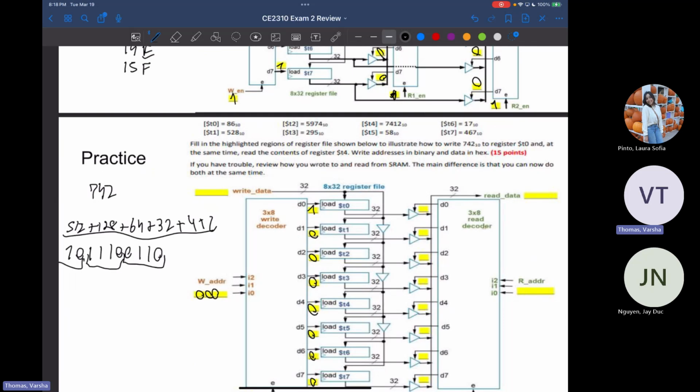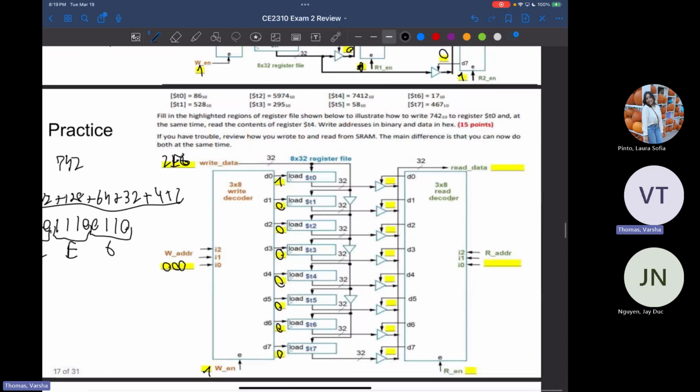We have 2 plus 4, 6. We have 2 plus 4 plus 8, that's just 14. That's going to be E, because 14 is E. And we have 2. So our write data will be 2E6. And now we look at the read.